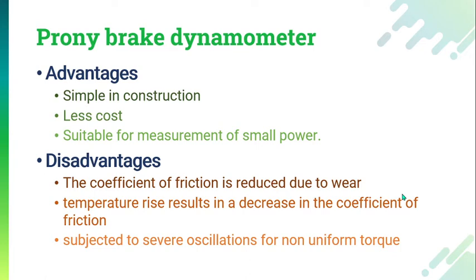And lastly, when the driving torque on the shaft is not uniform, in that case this dynamometer is subjected to severe oscillation. So basically, balancing of the dynamometer is not that possible. Whenever we talk about non-uniform torque, this kind of dynamometer cannot be used. Okay, so as it is simple to construct, it can be used for uniform, low RPMs, and whenever the system is working at lower power. In that case, we can use the Prony brake dynamometers.